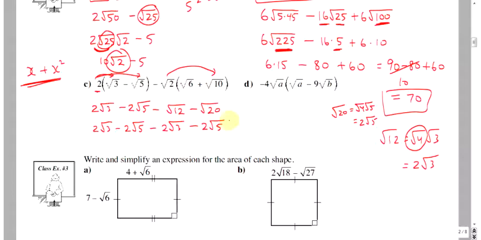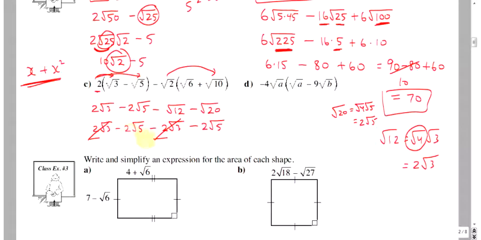Are there any like radicals I can collect? I already said there was. How many root 3's do I have? You sure I have 2? I have 4? What's 2 take away 2? I have no root 3's. 2x take away 2x is 0x. That means you don't write anything. Okay. Everybody okay with that?